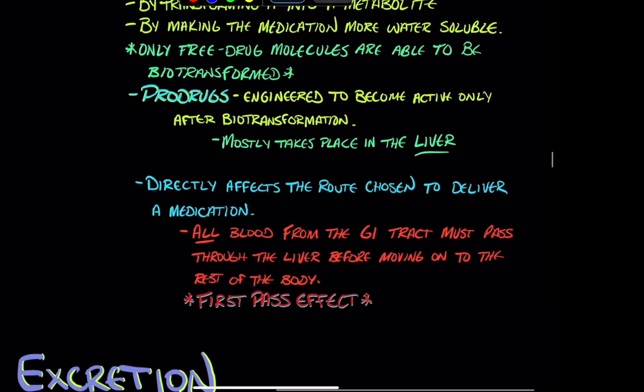So we have what's called here prodrugs. These are basically engineered medications that only become activated after biotransformation. Some drugs will be activated right away. So think of opiates, they don't really require any processing in the body. Whereas there are some medications that will require processing in the liver to adjust the chemical makeup of the drug for it to become active.